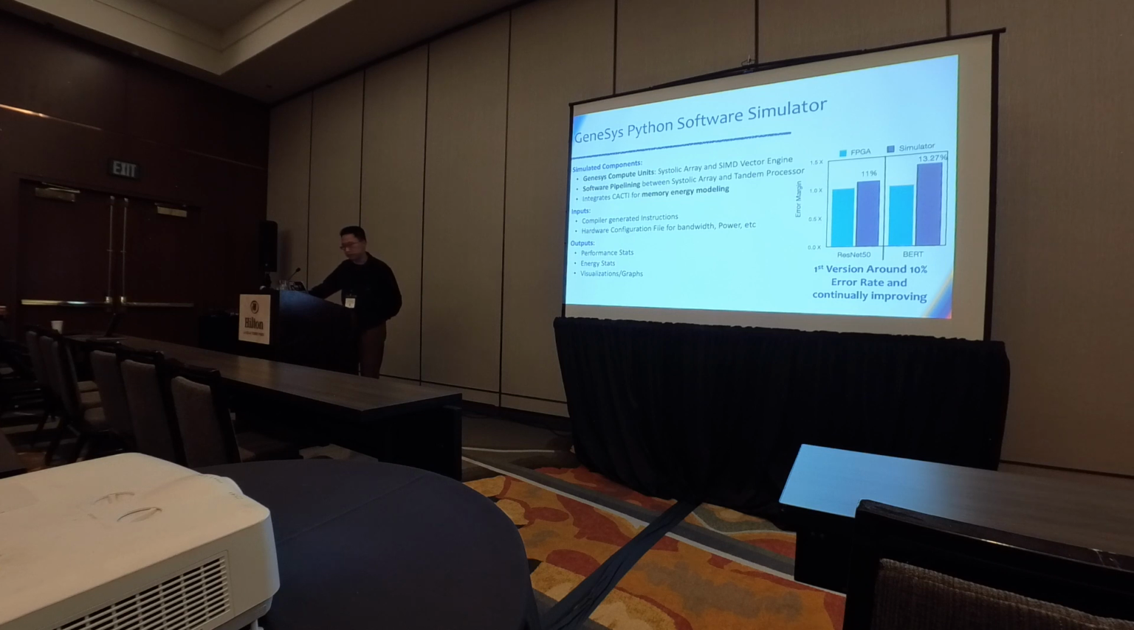The first version of this simulator was hitting around 10% error rate. The main error is coming from the memory interface, which is more out of our control because we have to compile with the AXI interface, and sometimes those can be a little bit hard to model. But we keep updating our simulators, and right now for ResNet-50 we're around 1% difference compared to the actual FPGA. We're going to continue improving our software simulator because we're actively adding new features to GeneSys.